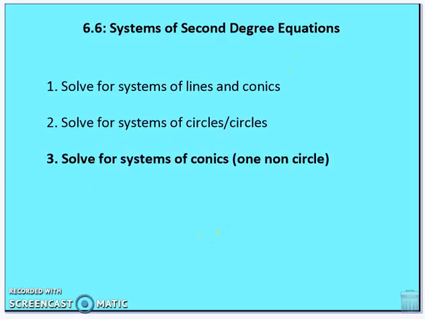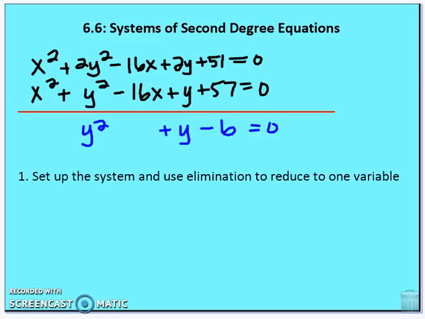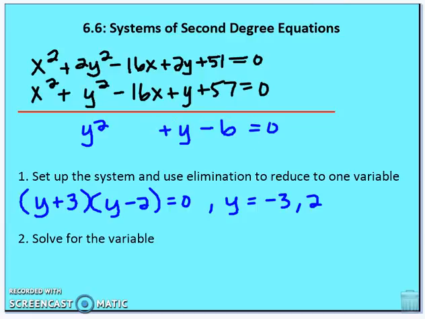All right, so last one, we're going to solve systems of conics, one of which at least is a non-circle. I'm going to walk through an example with you. We're going to go through the same process of elimination that we did before, and this is pretty much set up for elimination right away. So I'm going to go ahead and eliminate the x squared term. I end up with y squared plus y minus 6 is equal to 0. So we set up the system, and we use elimination to reduce to one variable. Now we're going to solve for that one variable by factoring this quadratic. y is equal to negative 3 and 2 after factoring to (y plus 3) times (y minus 2).